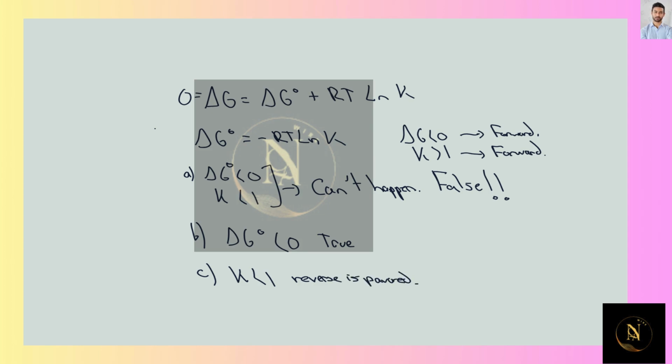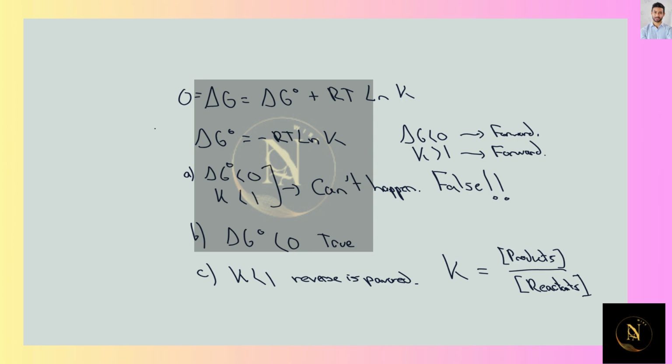which is also true. Remember that the definition for the equilibrium constant is essentially the product of the concentrations of the products divided by the product of the concentrations of reactants. So, if K is lower than 1, that means that the concentration of reactants is larger than the concentration of the products. So, indeed, the reverse reaction would be favored.